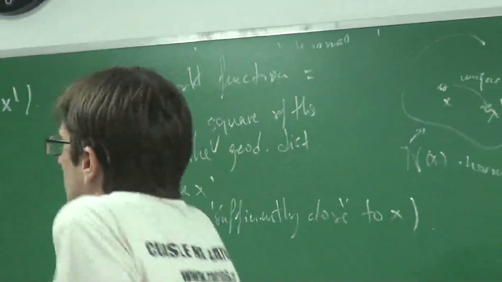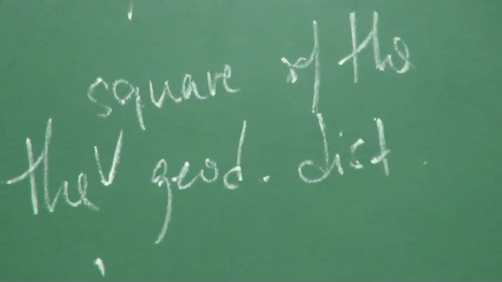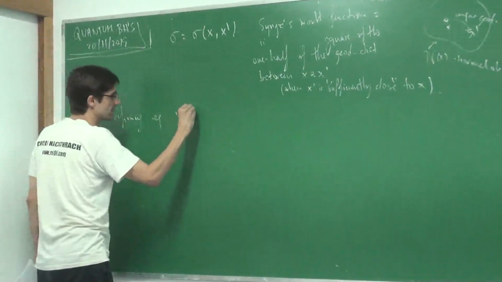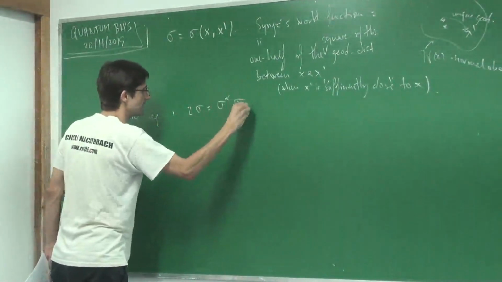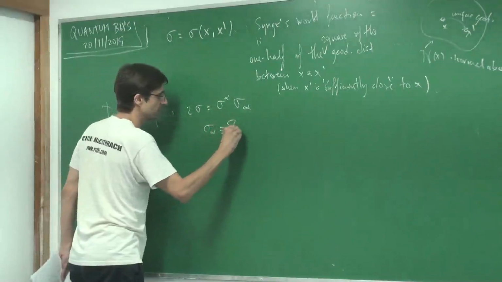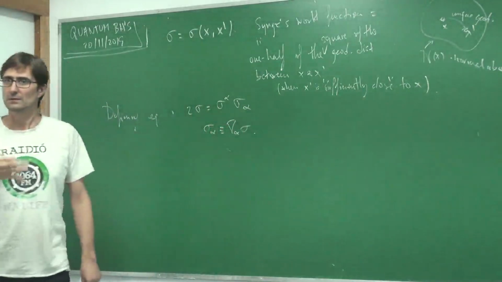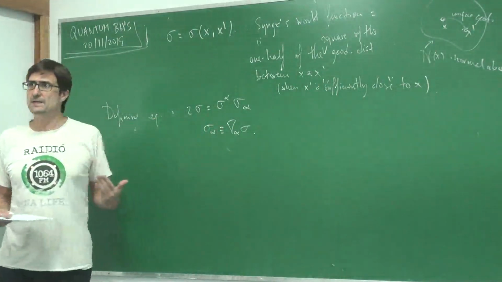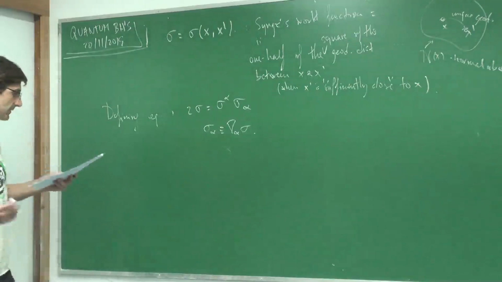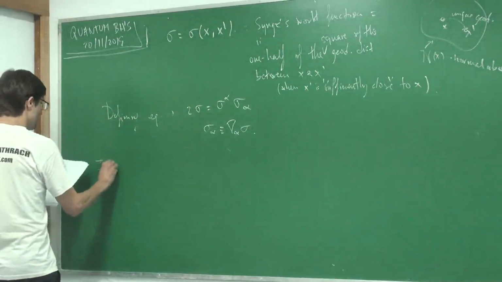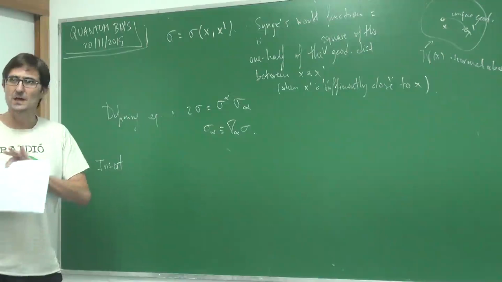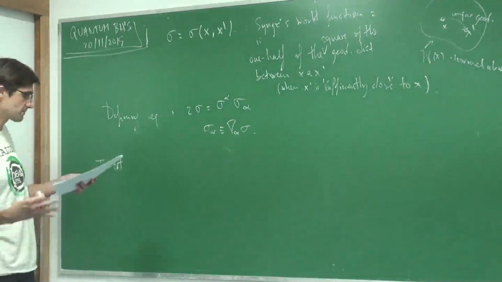Now, the defining property or equation is that 2 sigma is sigma alpha sigma^alpha, where sigma alpha is the covariant derivative of sigma with respect to x alpha. So in order to find sigma, you just solve this equation. Now, we're going to take the limit as x prime goes to x, so all we care about is small distances.